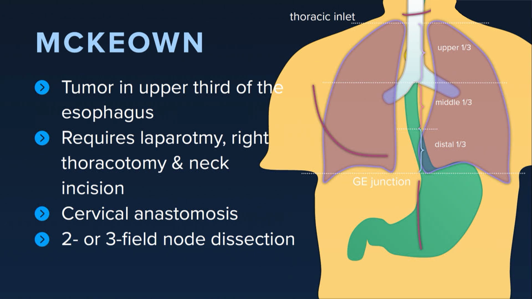Whereas the McKeown is usually reserved for upper third esophageal tumors, and it requires not only a laparotomy and a thoracotomy, but there's also a neck incision. And often on the chest x-ray postoperatively, you'll see that neck incision near the apex with some staples associated with it. That's kind of the visual clue that they've had a McKeown. And so they frequently will have an upper third anastomosis.